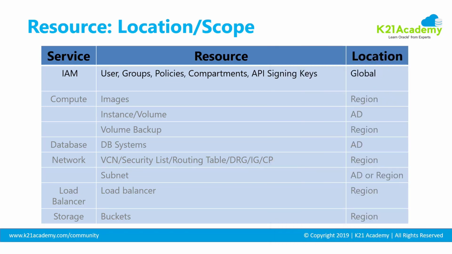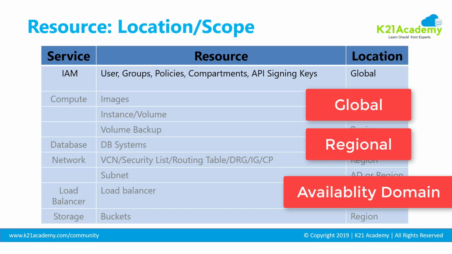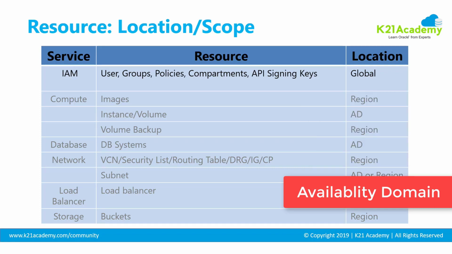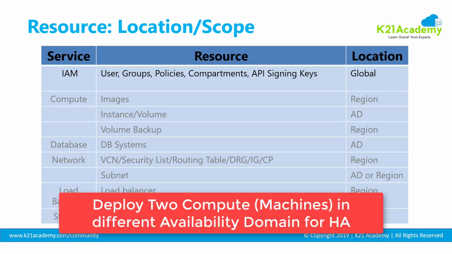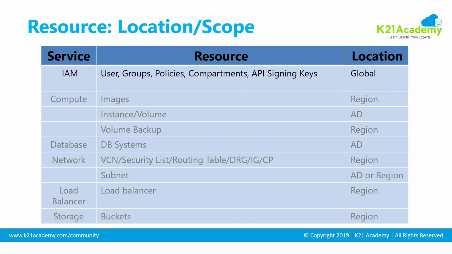So these resources are scoped, which means they reside within a particular location, and that location, as you see here, could be global, or it could be regional, or it could be specific to an availability domain. So if we take an example, the compute or Linux machine that we create, which we call compute or instance, is scoped within an availability domain, which means it can only live within that availability domain. And then if you want high availability across availability domains, you need to deploy another machine. So the scope plays a very important role.